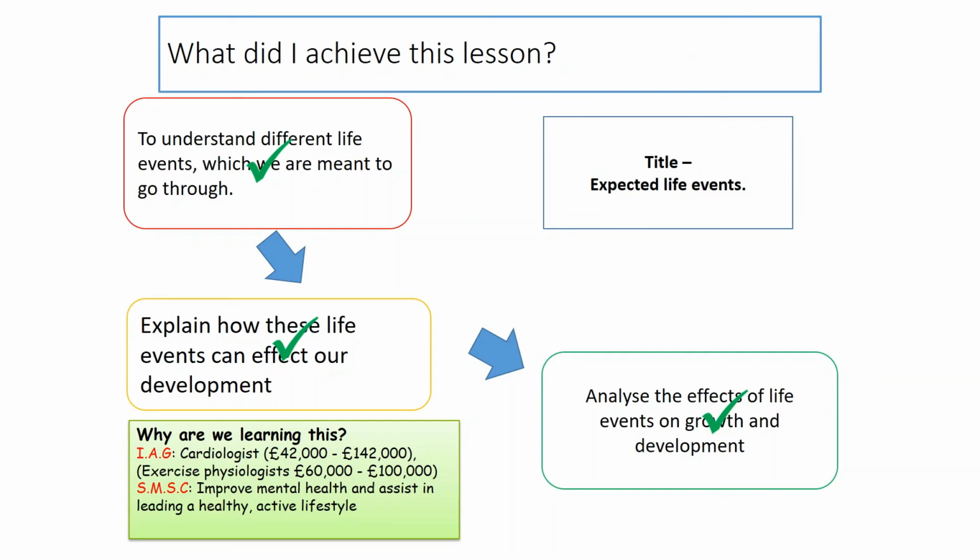So at the end of today, you should have achieved all of these things that are green ticked on there from the expected and the unexpected life events. So our expected are things that should happen in our lives. The unexpected are things that we don't expect to happen.